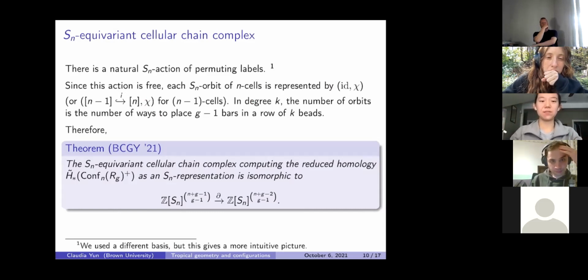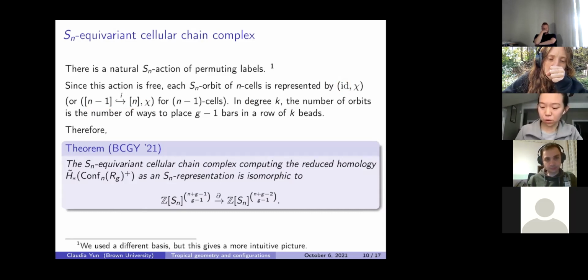And since we have the free action, we can represent each Sn orbit of these n cells by taking the first function information to be the identity for n cells, or just the inclusion of n-1 bracket into n bracket for n-1 cells. And each orbit is going to be labeled by a step function.